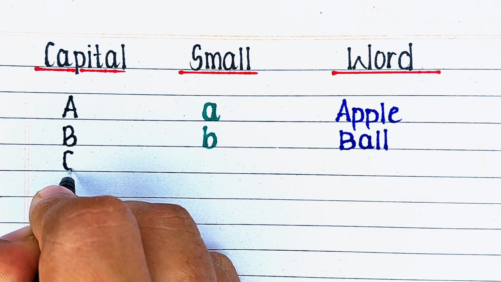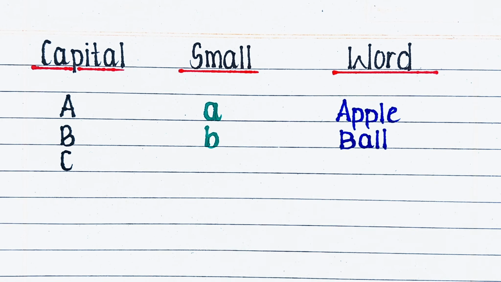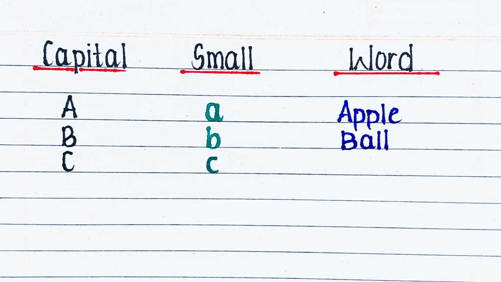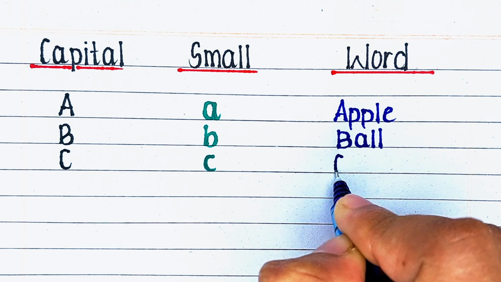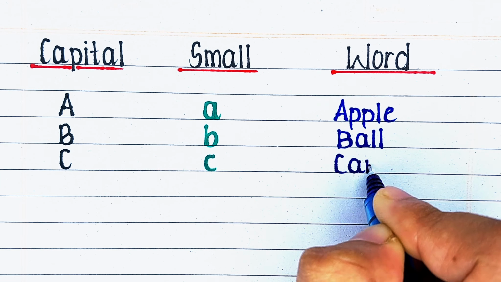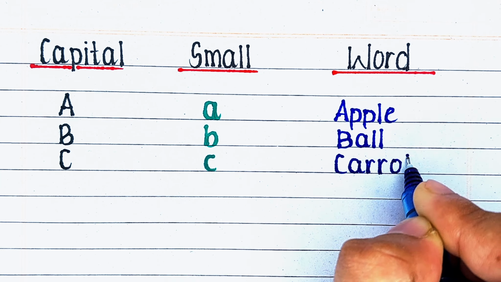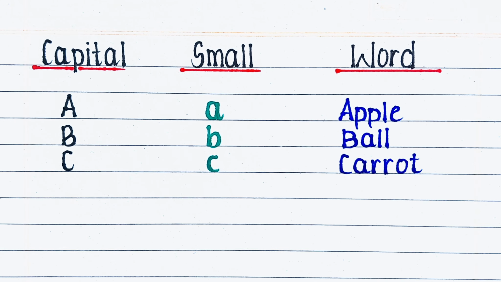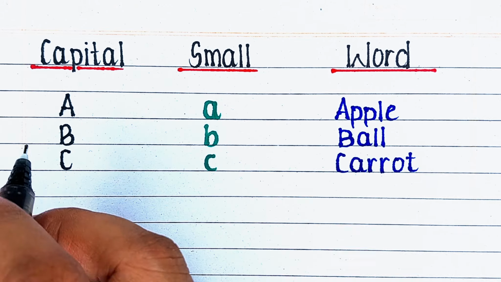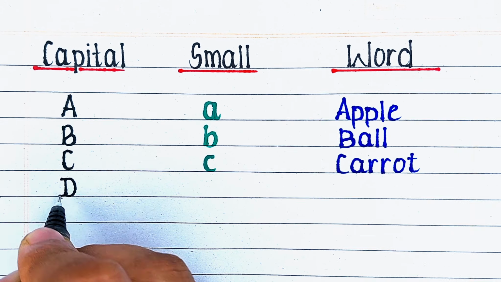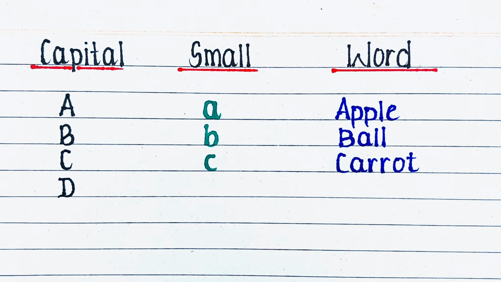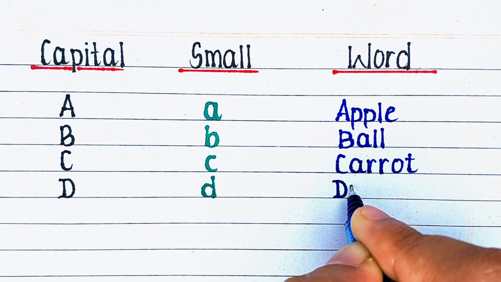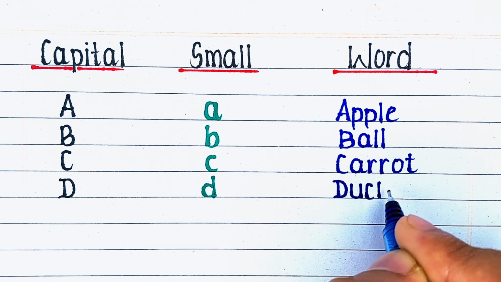First one is capital A, small a, and the word is apple. Next, capital B, small b, and the word starting from B is ball. Next alphabet, capital C, small c, and the word starting from alphabet C is carrot. Next up we have capital D, small d, and the word starting from D is duck.